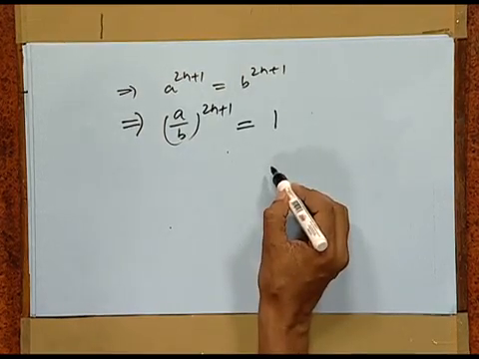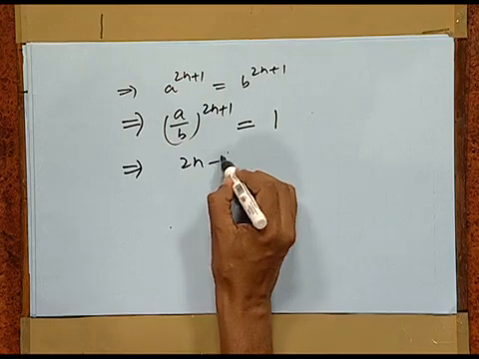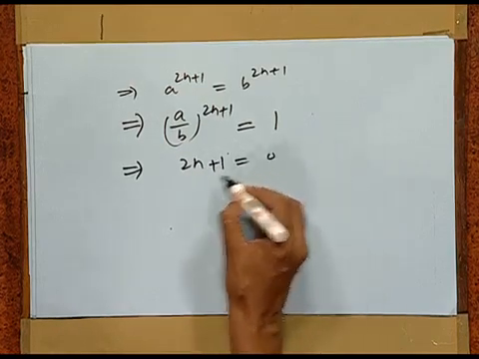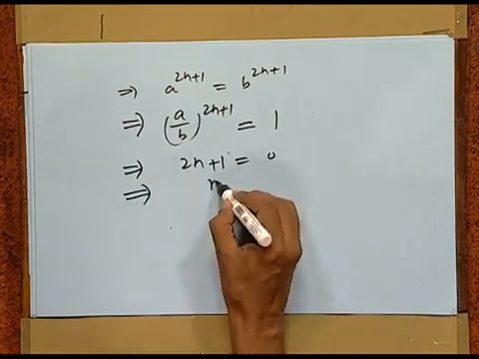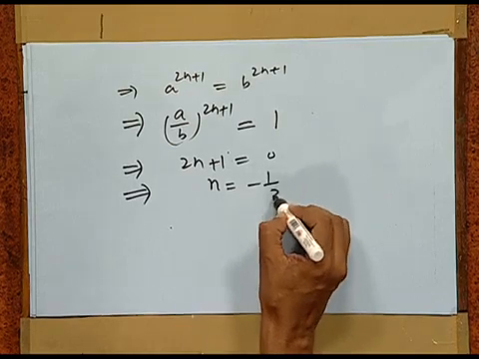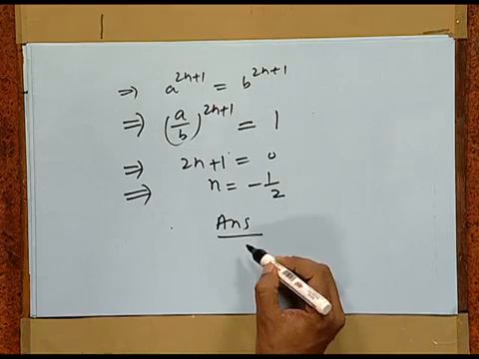Since a upon b is not 1, this means 2n plus 1 must be 0. Eventually, n equals minus 1 by 2. So, this is the required answer. That is, for n equal to minus 1 by 2, the given expression becomes the GM of a and b.